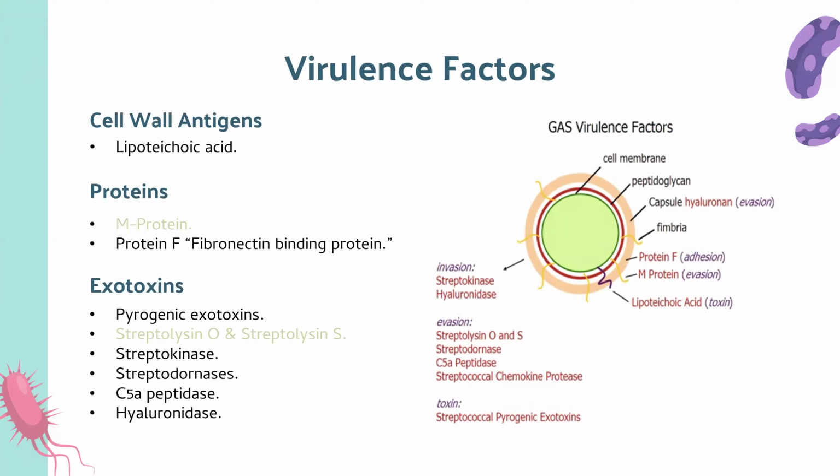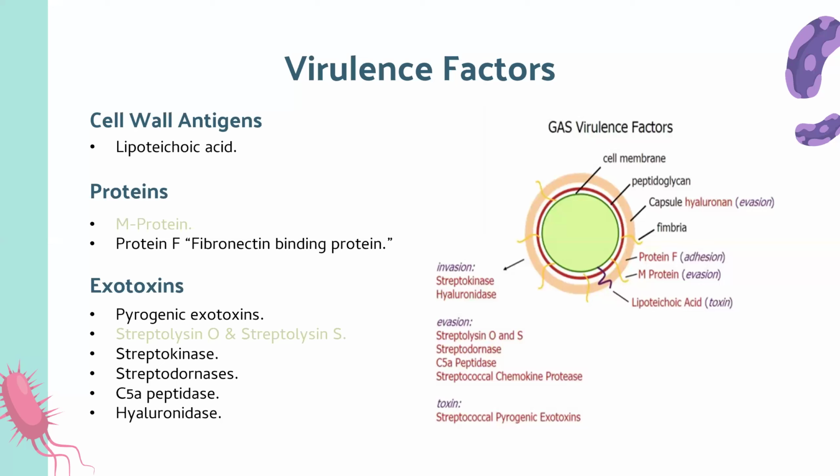Transduction, right? With bacteriophages. So strep pyogenes is going to have pyrogenic exotoxins, which are essentially streptococcal toxic shock disease causing. You're going to have streptolysin O and streptolysin S, which are involved with cell lysis, streptokinase for lysis of clots, streptodornase for DNA, C5a peptidase. What's that going to do?